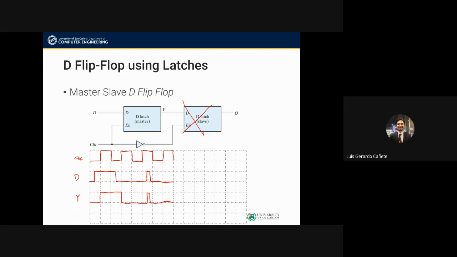Okay. So now what about Q? This is when we start looking at this one. Let's not think about this one, but now let's think about Q. One thing that we should notice is that there's an inverter here, right? So basically, the enable for this latch happens when we have a low signal. That is when we copy the value of Y into Q whenever clock is low.